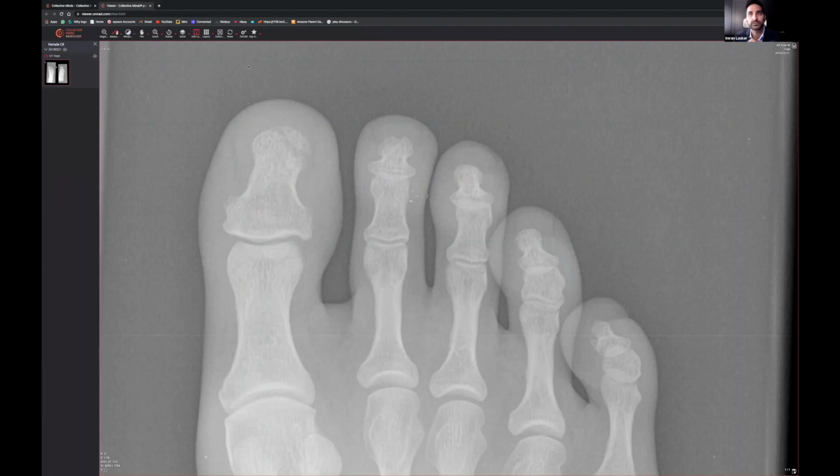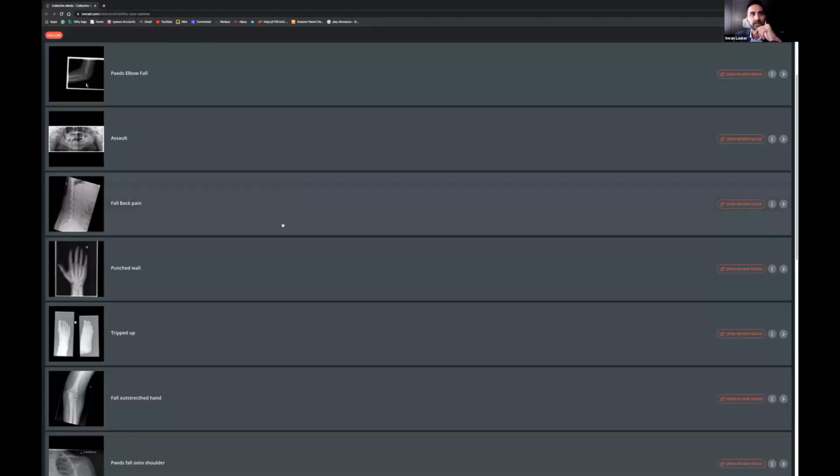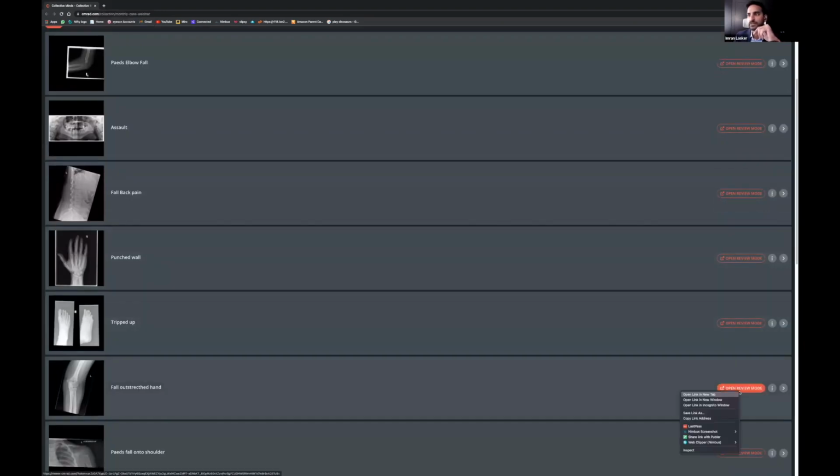So very, very important that, yes, you do have high yield areas. That's kind of your quick look for fracture, no fracture, but then you've got to go do the hard work and really go through every single view and every single bone as well to make sure there's no fracture there.